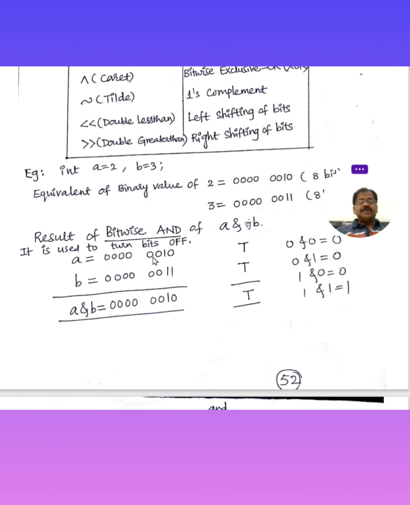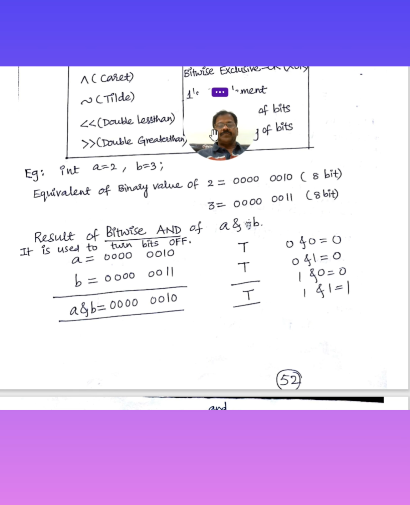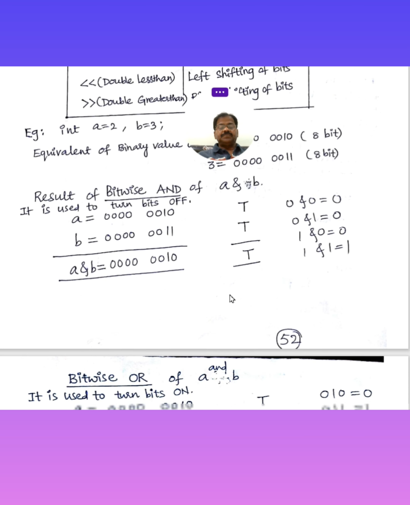Bitwise AND. For example, A is 2, and in binary language we write it like this. Next, for 3, we write it like this in binary language. Now for bitwise AND, this is the A value and this is the B value. False and true is false. True and true is true. Like that we will do it.